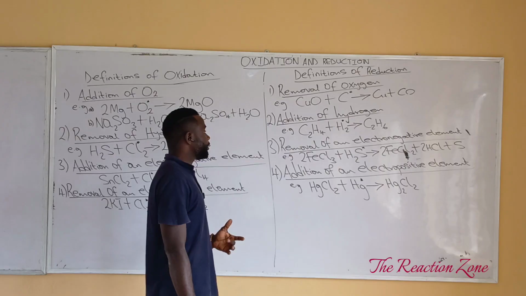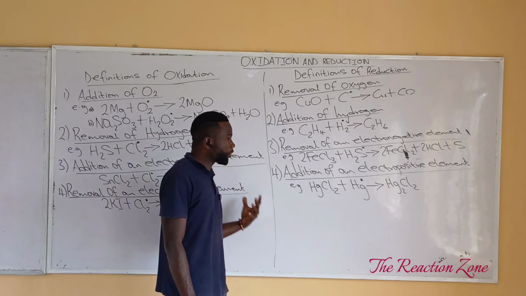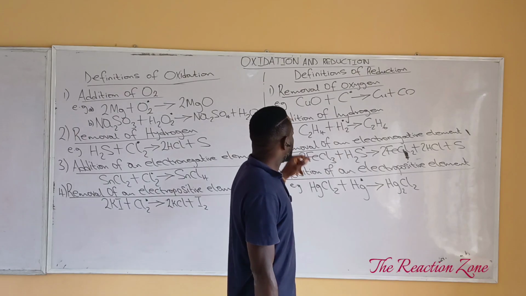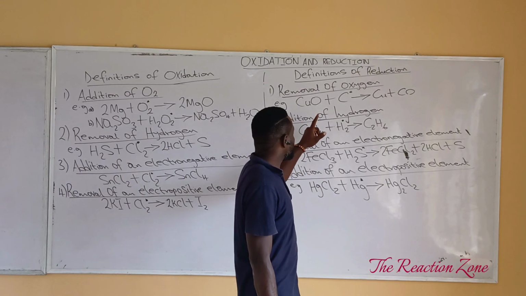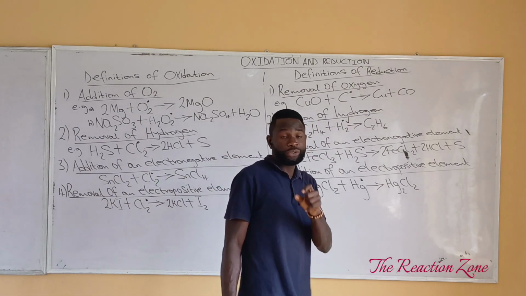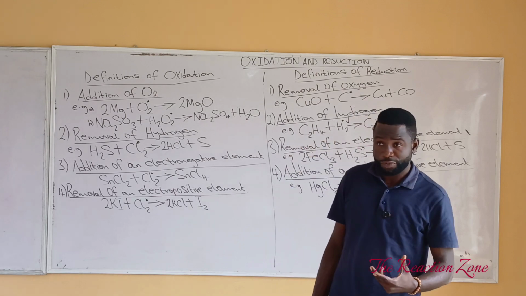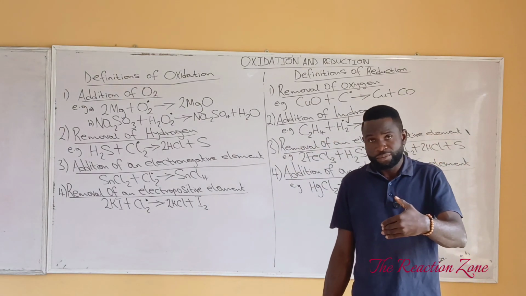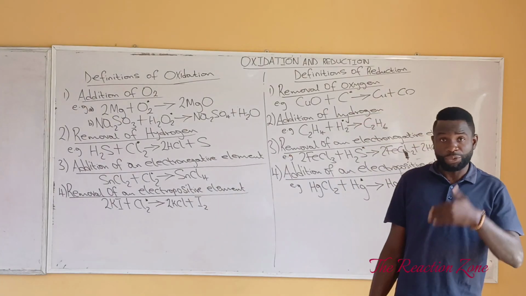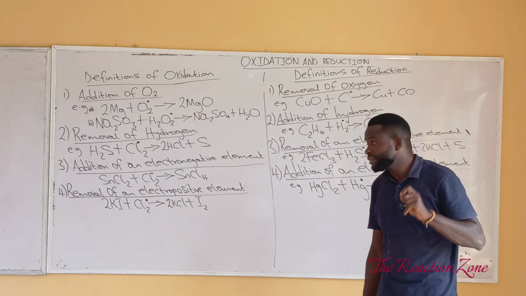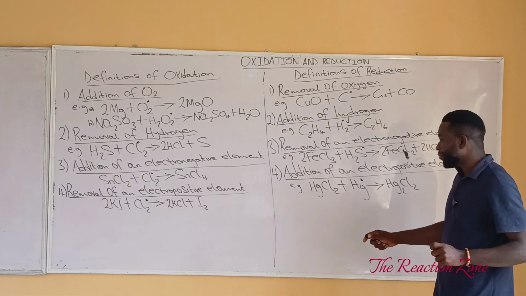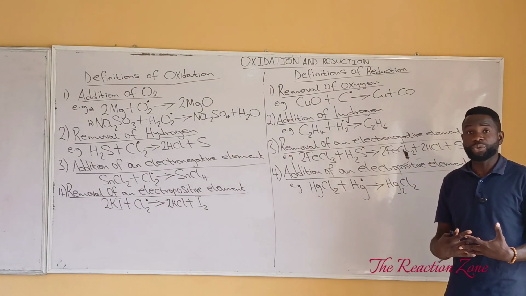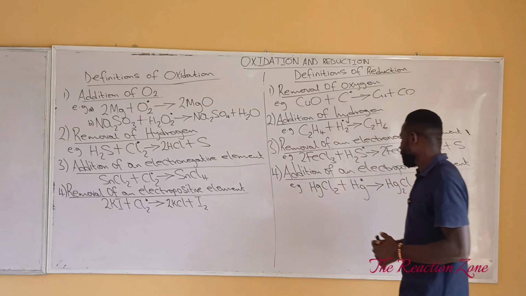And the fourth one is the addition of an electropositive element to a substance. One of the definitions of reduction is the addition of hydrogen. Hydrogen is electropositive. So, if the addition of hydrogen, which is electropositive, to a substance counts as reduction, it also means that the addition of any other electropositive elements to a substance is also reduction.